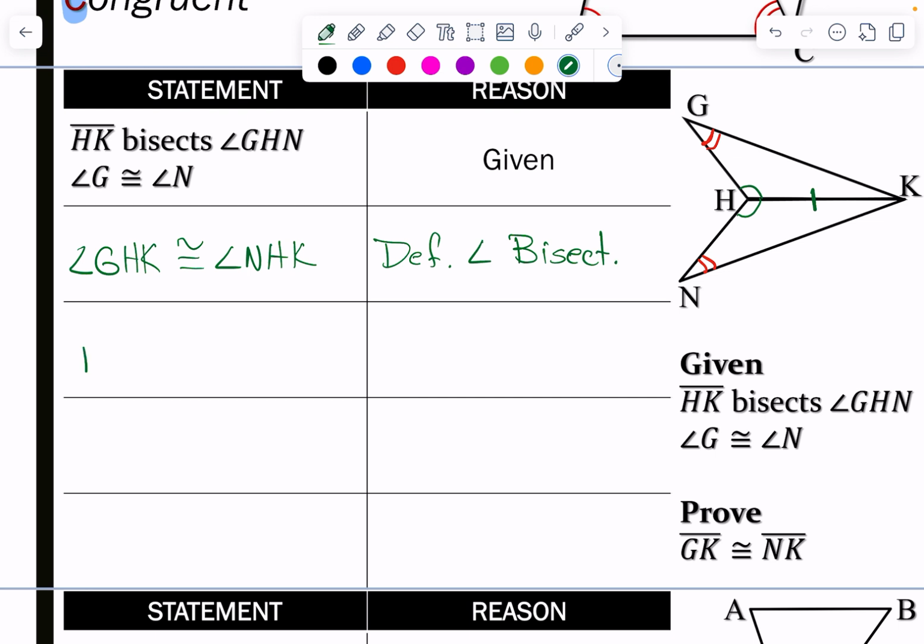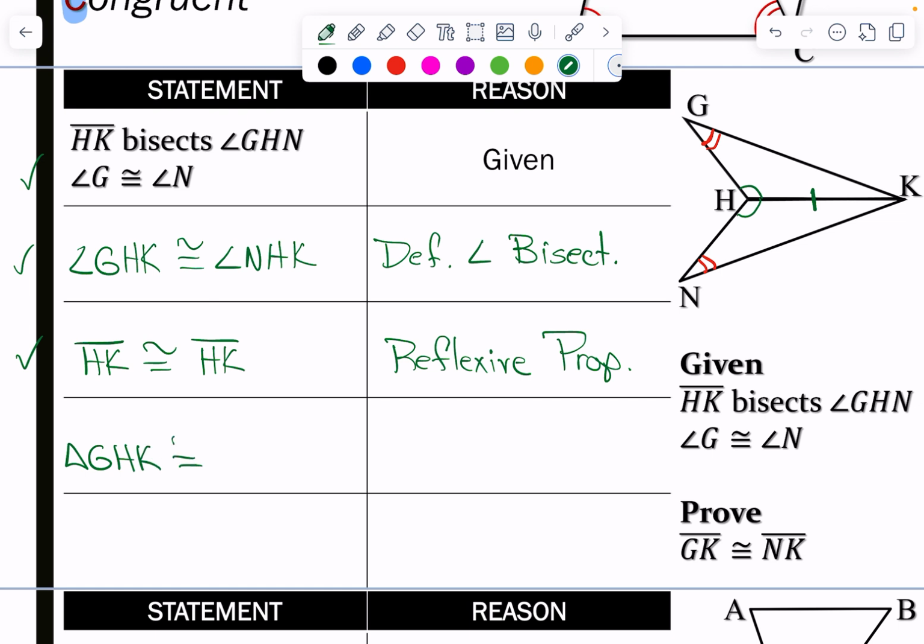I also know that HK would be congruent to HK, and that is the reflexive property. Well, now if you look back, you have an angle, and the side outside of that. So we know that triangle GHK is going to be congruent to triangle NHK by angle side. Then that gets me to my proof statement now. So now I know those two triangles are congruent.